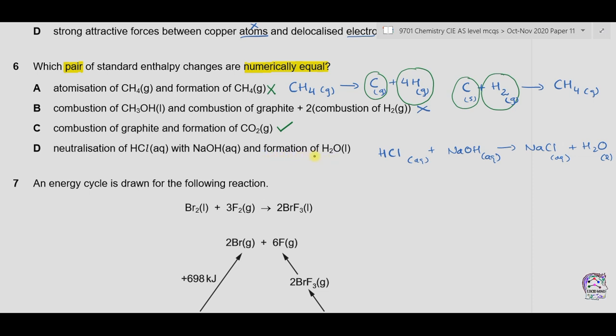Secondly, we can write the equation for formation of H2O liquid. So H2O liquid will require elements hydrogen and oxygen in their standard states. Now we can see that in both reactions the same number of moles of water are being formed, but we have different reactants. For neutralization we have HCl, NaOH and sodium chloride is also formed, so therefore the values will be numerically different. So it is incorrect. The answer is therefore C.